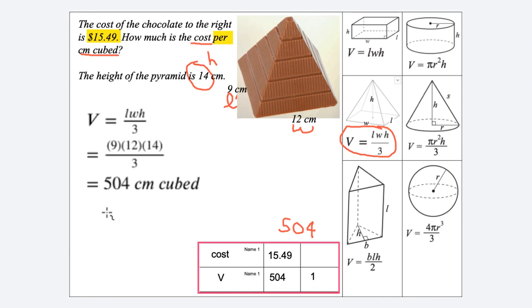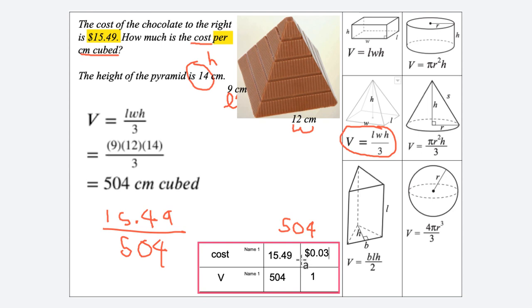So that means I have to do 1549 and divide that by 504. Okay, and if we do that, we're going to get 0. I think it's going to work out to, remember this is money, 0.03. Well, what's that? $0.03 means 3 cents, right? So what's the unit cost per centimeter cubed? 3 cents for every 1 centimeter cubed. Okay, that's called a unit rate, right?